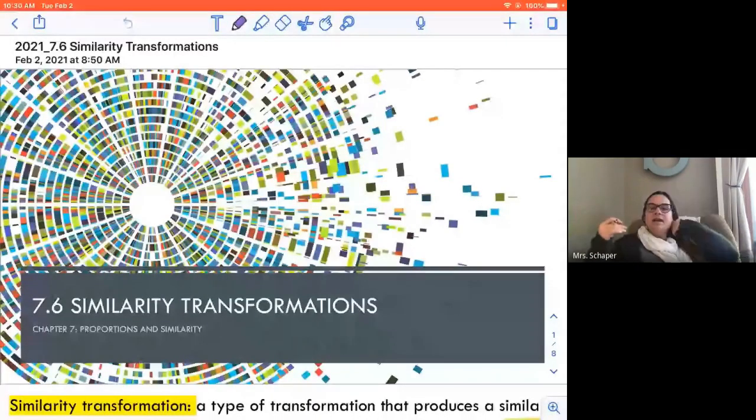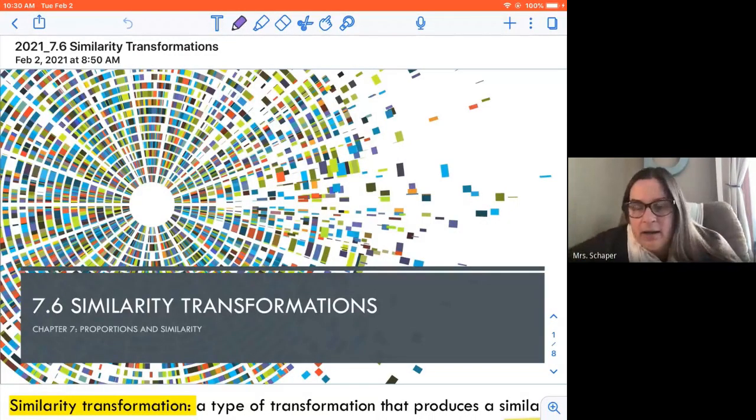Mathematicians, we're still working on similarities with triangles and figures. And so today we're going to be talking about similarity transformations.